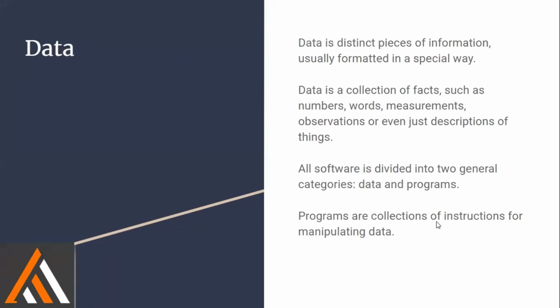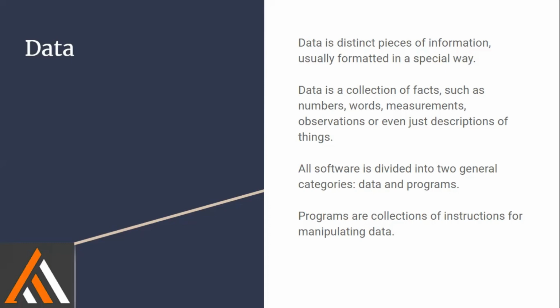When it comes to data, data is the collection of facts such as number, measurement, observation, anything. Data is the distinct piece of information which is going to be processed by a program. If we don't have any data, there is no meaning of a program. Data also acts as an input to the program. All software is divided into two general categories, that is data and programs. And programs are always the collection of instructions that manipulate the data.